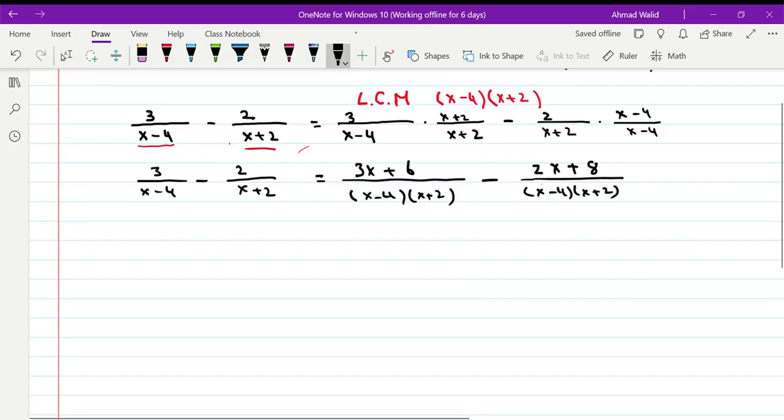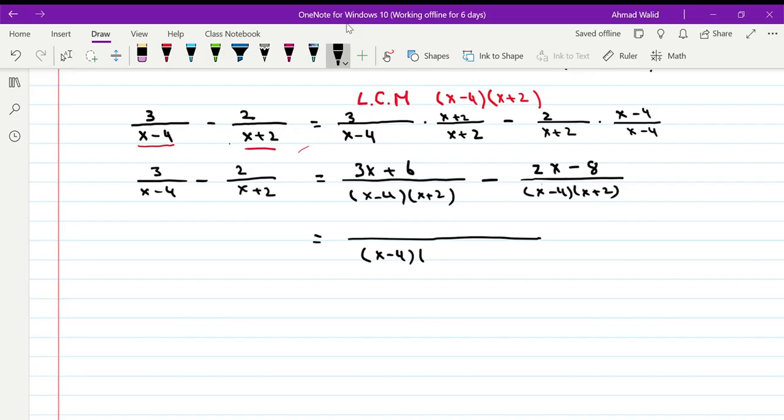Correct? Or, because I write it in separate fractions, let me keep still the negative sign here, minus 8. Now to add these two, because now denominators are the same, you take one of the denominators, x minus 4, x plus 2, because they are the same, and you add the top, which is 3x plus 6 minus 2x, and you distribute the negative, right? Plus 8. On this side, still you had 3 over x minus 4 minus 2 over x plus 2, correct?